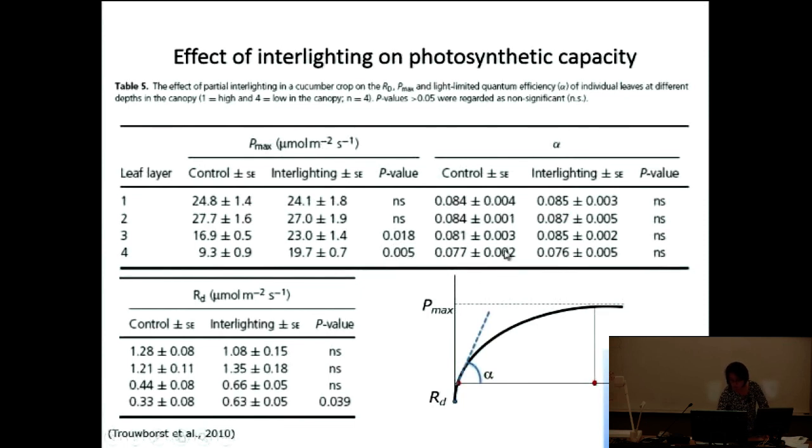And then the quantum efficiency. The relative quantum efficiency, the slope, was not different between the two treatments, but dark respiration was. The interlighting increased the dark respiration because more activity is going on in the lower canopy. All right. So overall, the photosynthetic capacity of the lower canopy was improved by interlighting compared to just the top lighting situation.